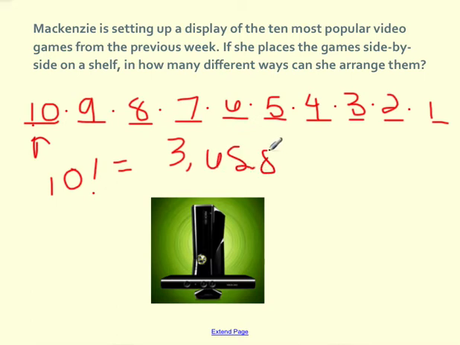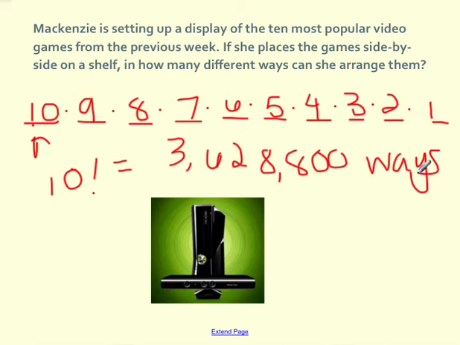3,628,000. That is a crazy 2. Let me fix that. 3,628,800, and then again, it's a word problem, so you want to label it ways. So that's the number of ways that you can arrange those video games on a shelf. Let's take a look at this next one.